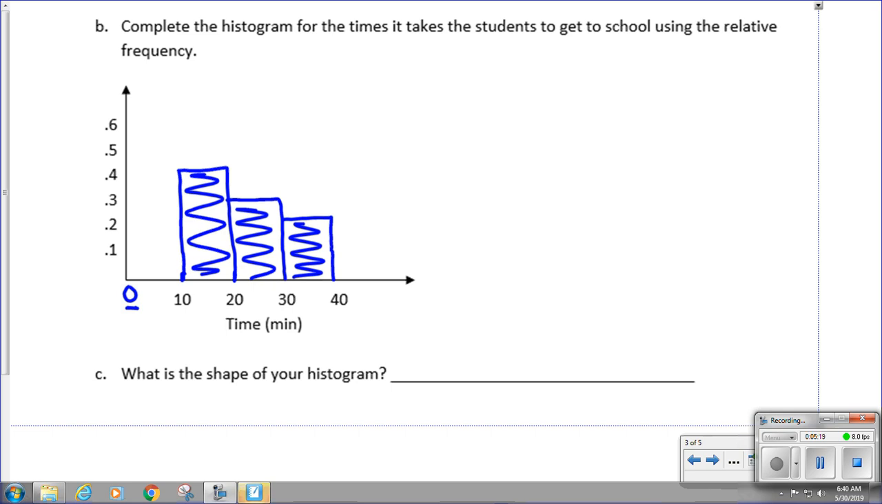And now I will trace the shape to determine the shape of the histogram. And since the data starts high on the left and then slides down on the right, this is called right skewed.